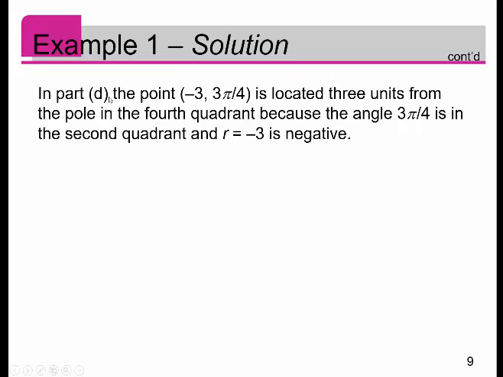Notice that in part D, the last one, the point (negative 3, 3 pi over 4) is located 3 units from the pole in the fourth quadrant. That's because the angle 3 pi over 4 is in the second quadrant. And that negative radius, just remember, is the opposite direction, a different way.